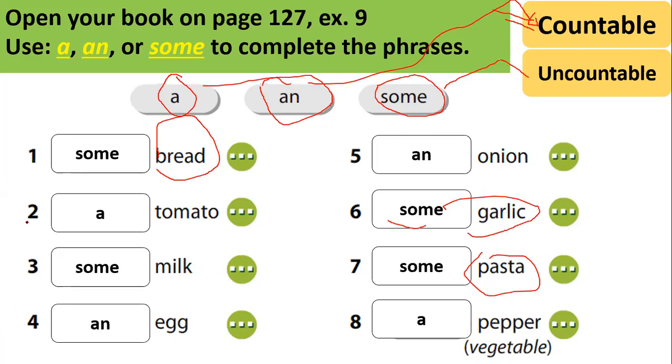Questions with this? No questions? No, sure? All right.